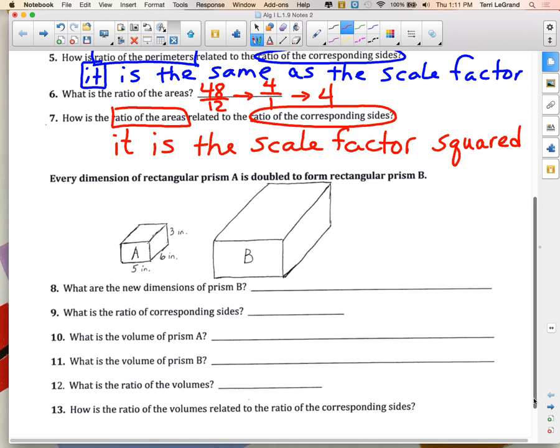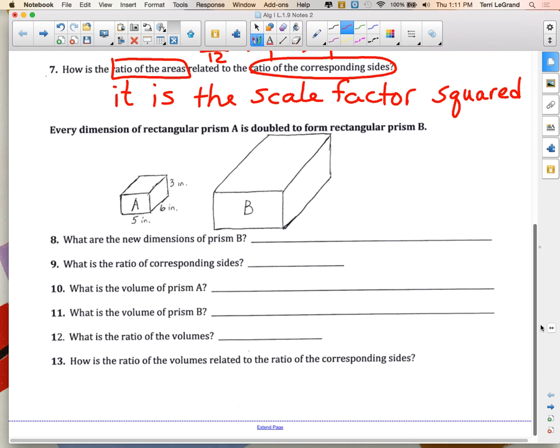Okay, now let's see what happens with the volume. Now we have to talk about a 3-dimensional figure, right? To talk volume. Can we talk volume with a 2-dimensional figure? No, it's flat. It doesn't take up any space. Okay, it's just 2-dimensional. So we have this rectangular prism A that had every dimension doubled to form rectangular prism B. So go ahead, put the new dimensions on prism B. What are its new dimensions?